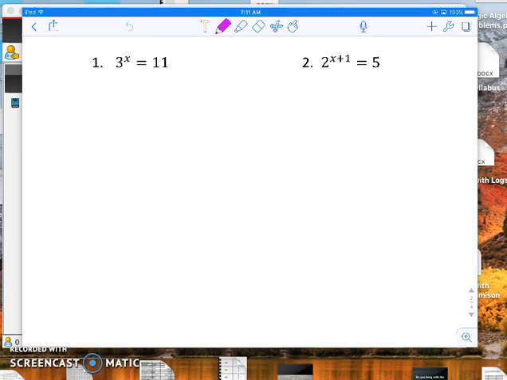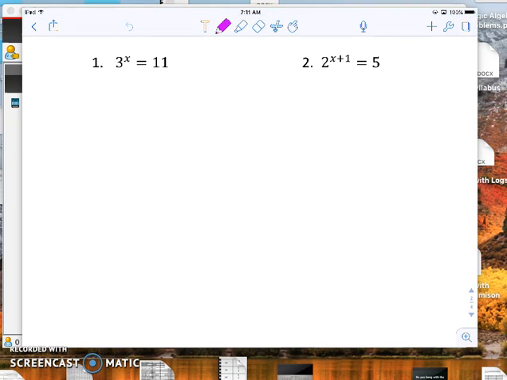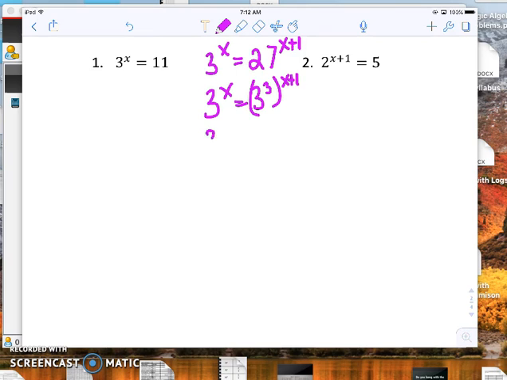And so we solved these when we talked about exponents, but we talked about making the base the same. For example, we solved something like 3 to the x equals 27 to the x plus 1. And we talked about making bases the same. So 3 to the x equals 3 cubed to the x plus 1. Then we said 3 to the x equals 3 to the 3x plus 3. So we said x equals 3x plus 3, and we solved.